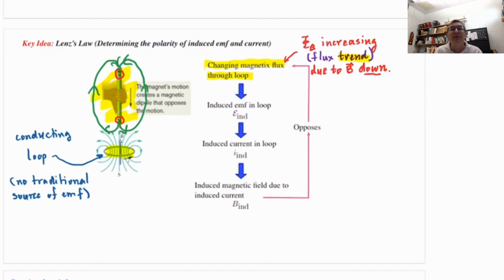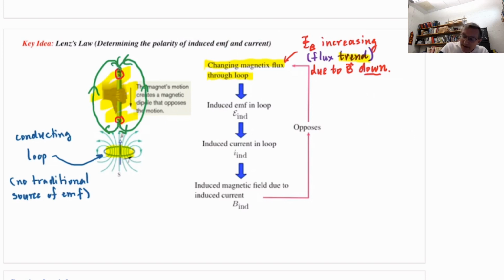That's the first step in this flowchart. I'm talking about that conducting loop, and I'm bringing that magnet closer with the North Pole facing down, therefore the magnetic field's pointing downward from the bar magnet. And so I have an increasing magnetic flux, which is due to a magnetic field directed downward. That's my flux trend.